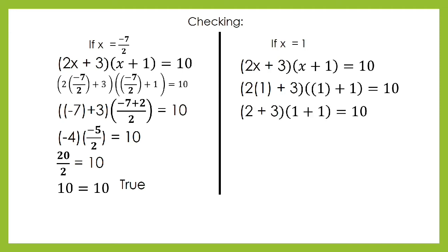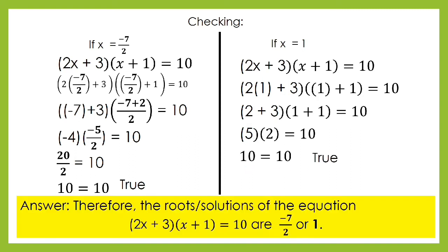Simplify: 2 times 1, we have 2 plus 3. And then 1 plus 1 equals 10. 2 plus 3 is 5. 1 plus 1 is 2 equals 10. 5 times 2 equals 10. That is also equal to 10. So, that is true. Okay, so they satisfy the solution. Therefore, the roots or solutions of the equation 2x plus 3 times x plus 1 equals 10 are negative 7 over 2 or 1.